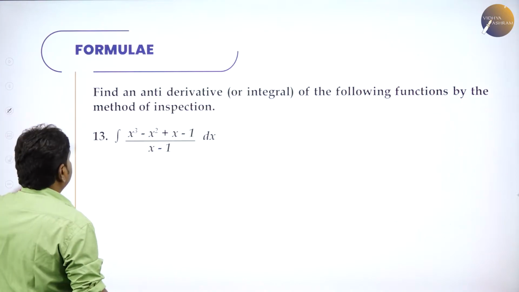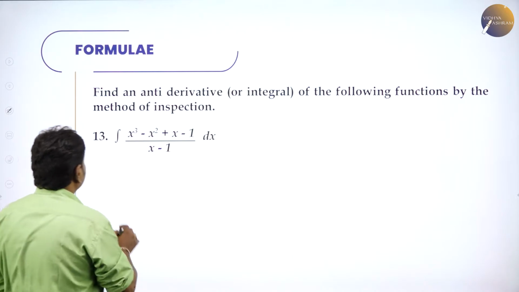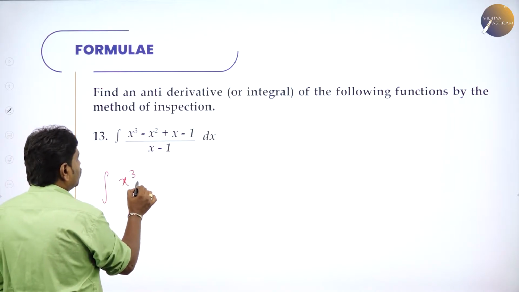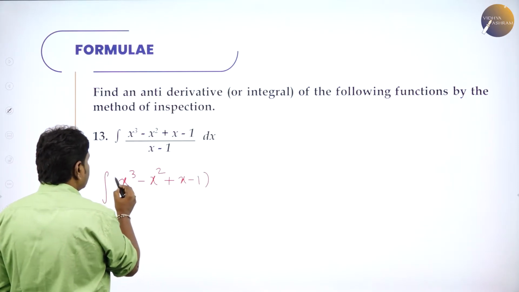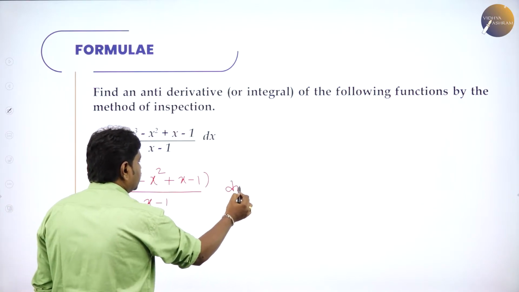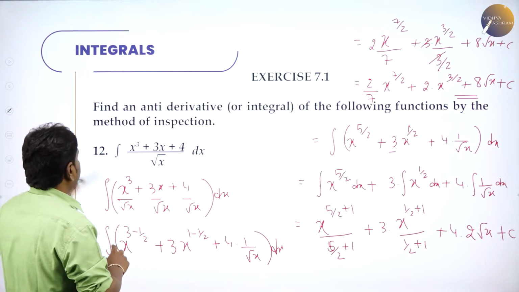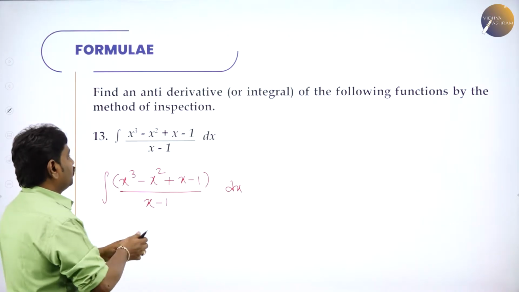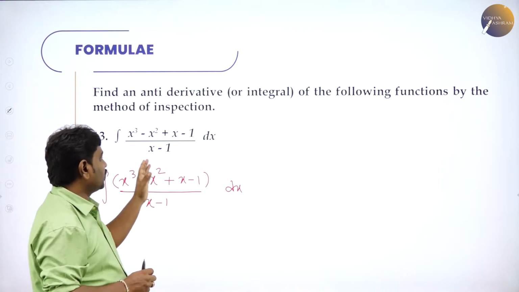So next, x cube minus x square plus x minus 1 divided by this. You can write this as x cube minus x square plus x minus 1 divided by x minus 1. Please concentrate on the denominator. In the last problem, we had only one term in the denominator. But now we have two terms, x minus 1. You cannot split it, or if you split, we cannot divide them.